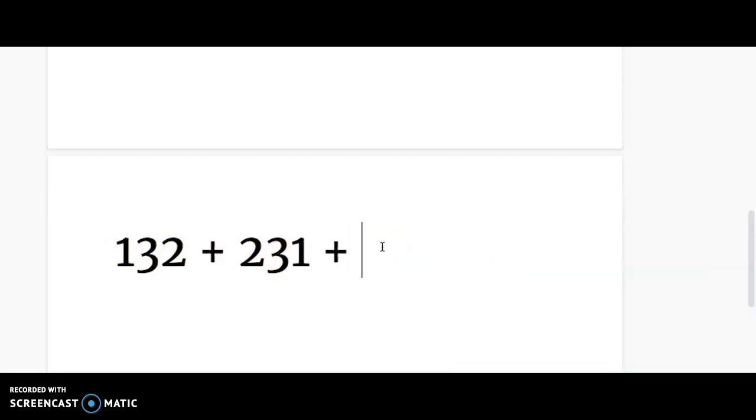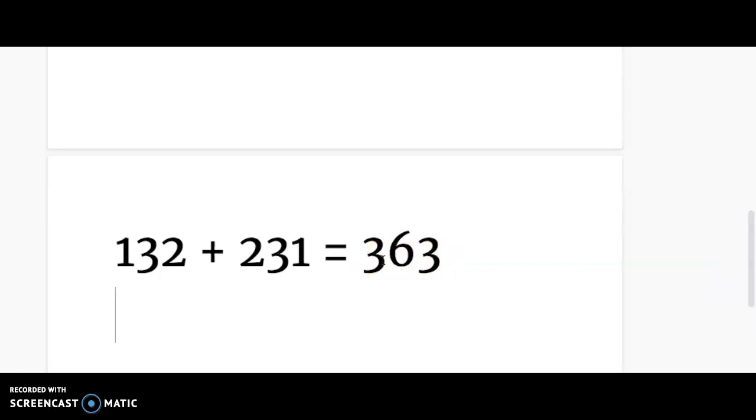What would we get as the sum? Oh my goodness, I can't get the equal sign. There we go. What would you get as the sum? In the ones column, I'd have a 3, right? In the tens column, I'd have a 6, and in the hundreds column, I'd have a 3. So it'd be 363. Look at 363. It's the same forwards and backwards.